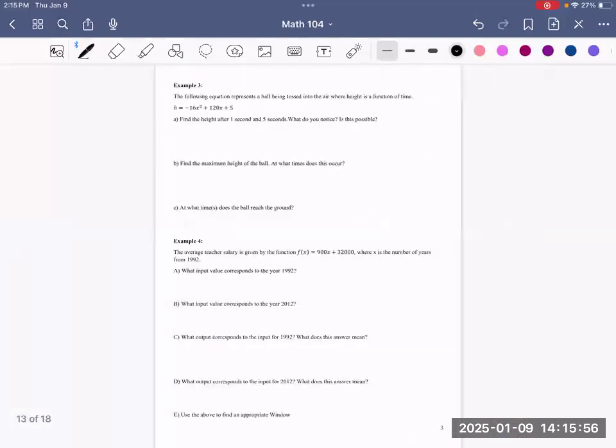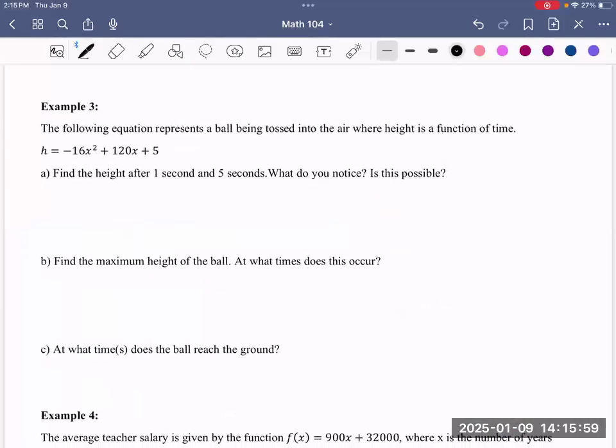Okay, let's have you guys try example 3 on your own. It's very similar to the one that we've just done. So example 3, a little bit more of a real world context. It says the following experiment represents a ball being tossed into the air where height is a function of time, where h is equal to negative 16x squared plus 120x plus 5. Find the height after 1 second and 5 seconds. And then when it says, what do you notice? How is this possible? I think this was from an older version where they were both equal to one another. This is no longer true.